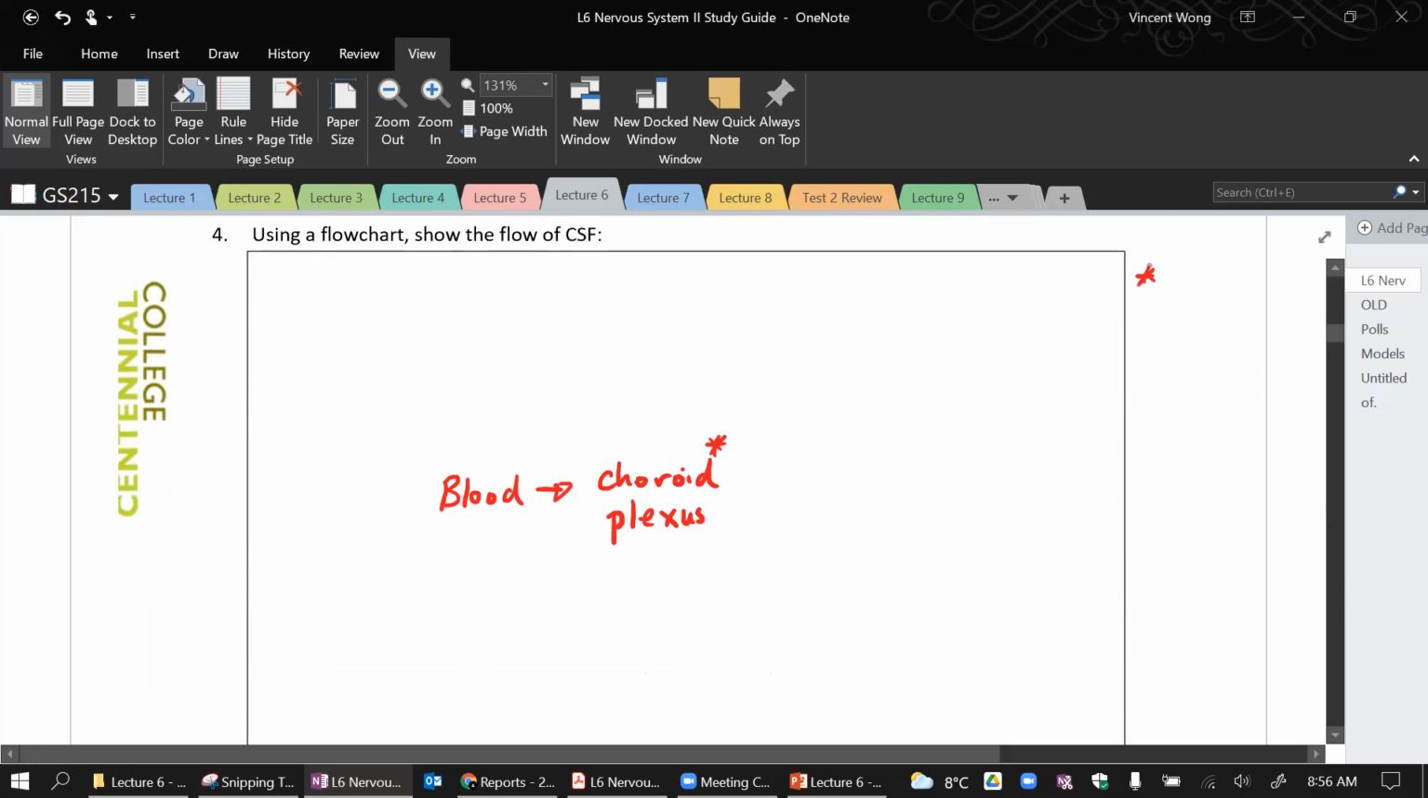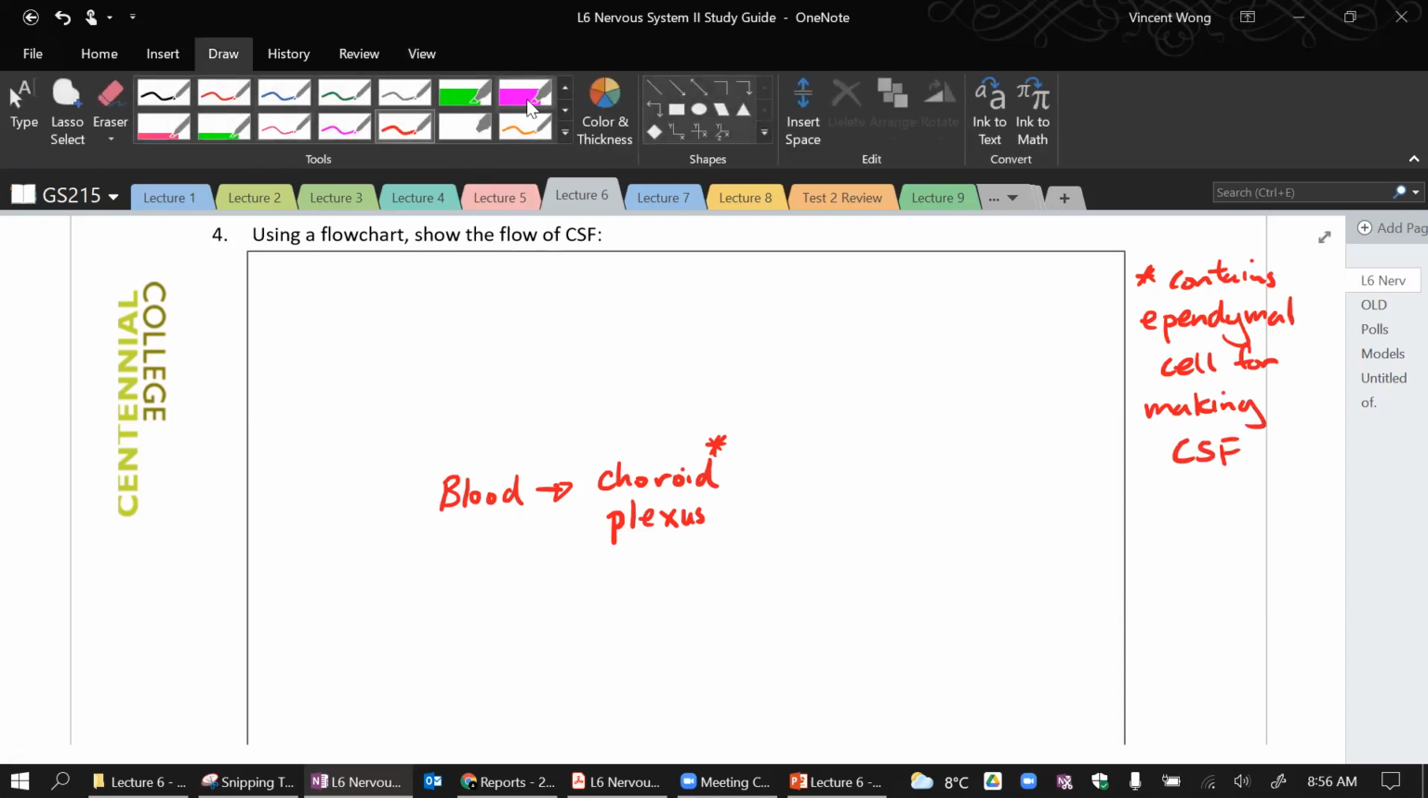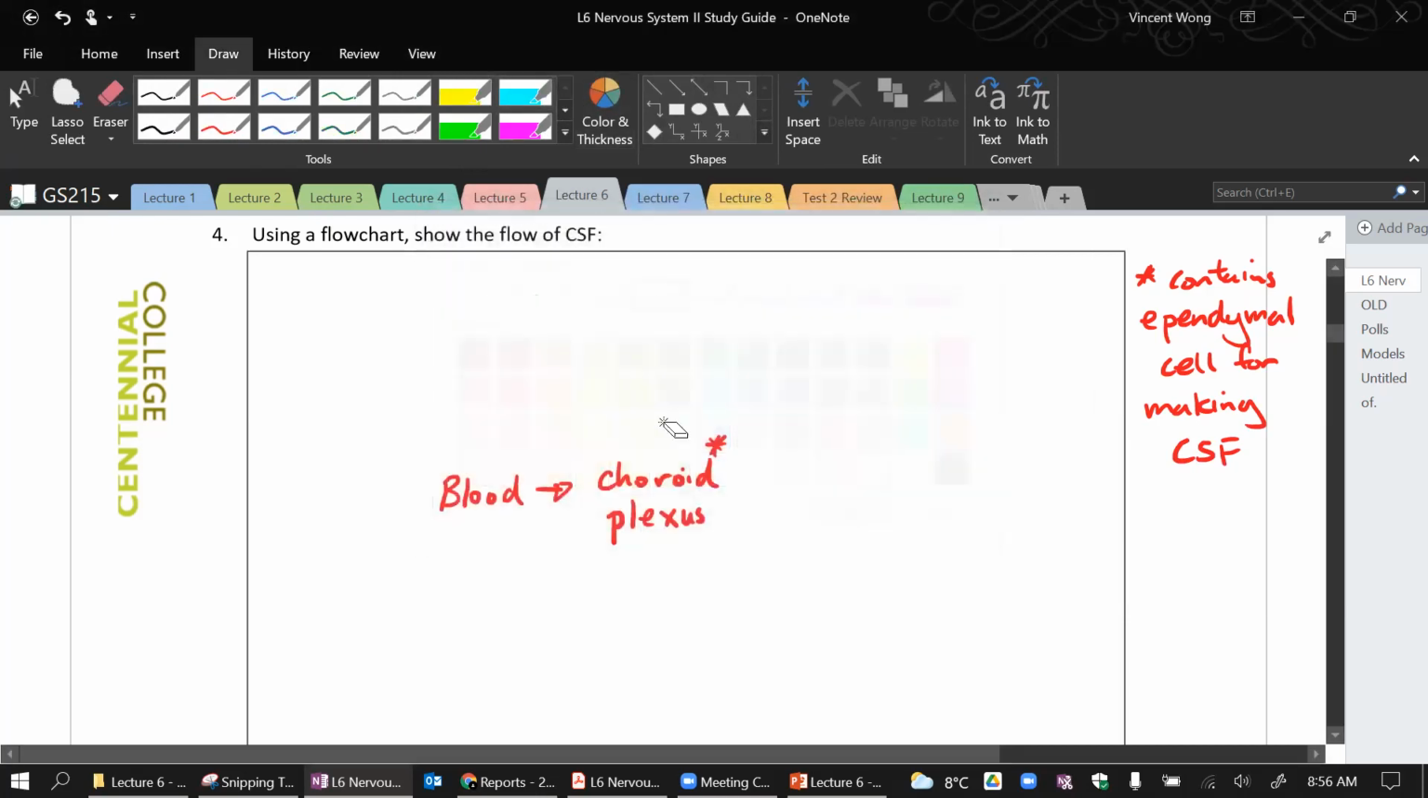So the blood is gonna be filtered at the choroid plexus, and I'm just gonna put a star here to remind you. The choroid plexus contains ependymal cells for making cerebrospinal fluid. So the CSF is going to be produced by the choroid plexus at the lateral ventricle, third ventricle, as well as fourth ventricle.